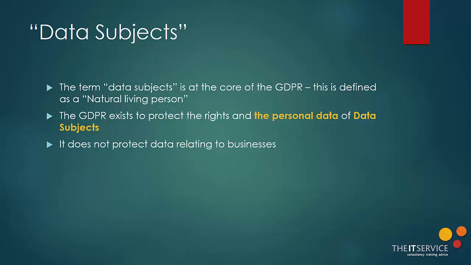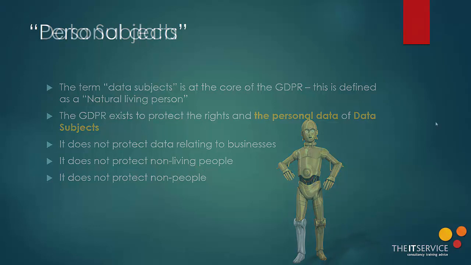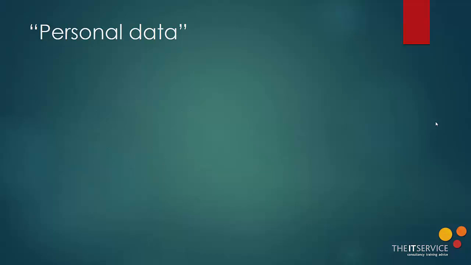Secondly, as it applies to natural living people, the GDPR doesn't apply to non-living people. Once a person dies, they fall out of scope of the GDPR, although there may be other laws which do still have relevance to their data. And finally, it doesn't apply to non-people. Sorry, C3PO. So, if you're hoping to buy yourself a robot over the next few years, its data won't be protected. The second definition we need to tackle is personal data.